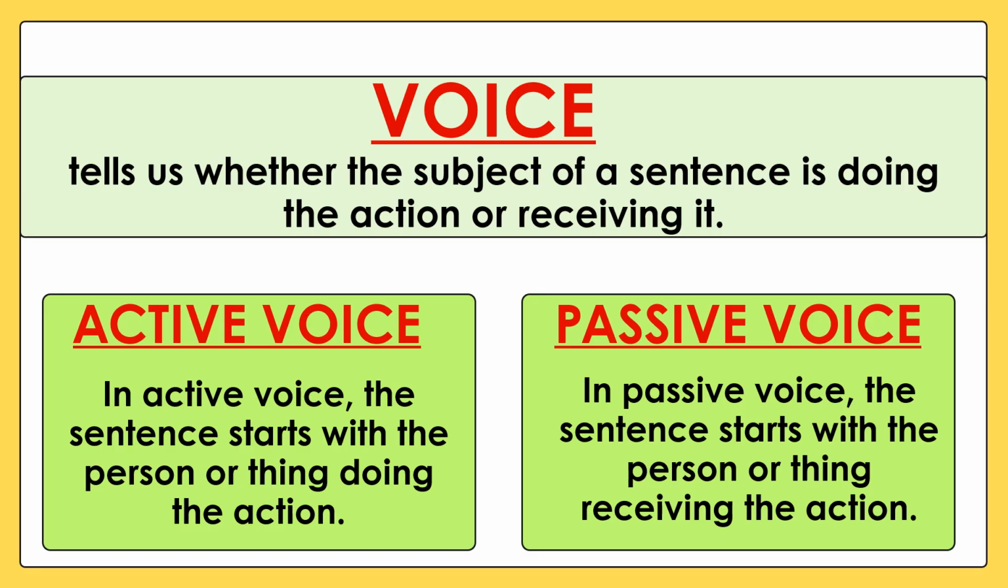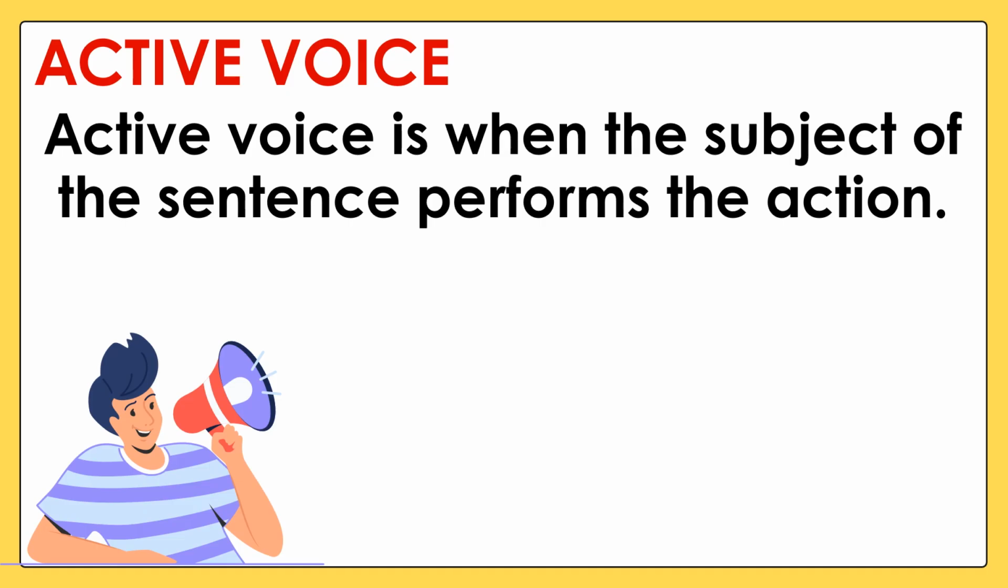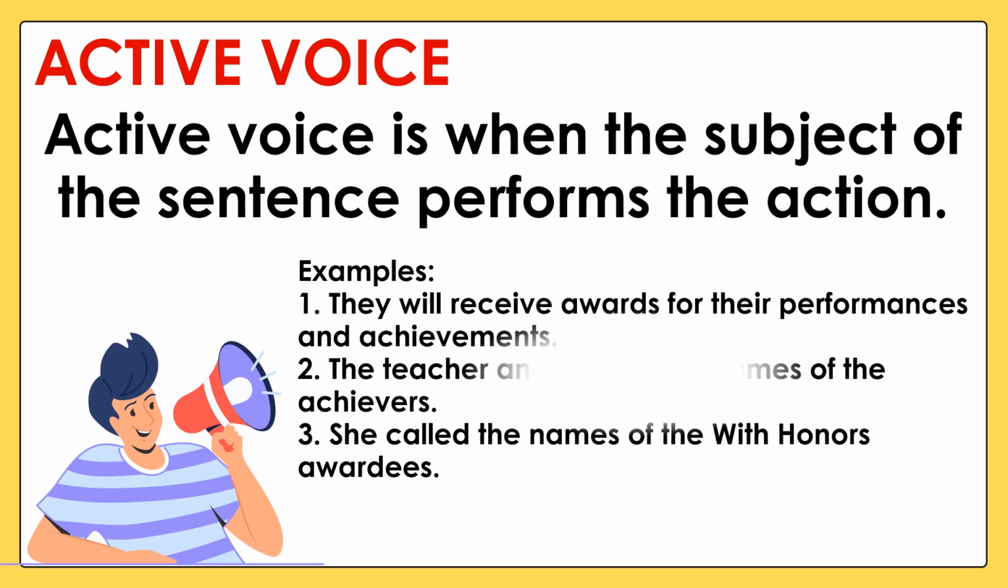For us to understand this better, let's have examples. Active voice. Active voice is when the subject of the sentence performs the action. Here are the examples. Number 1, they will receive awards for their performances and achievements. Number 2, the teacher announced the names of the achievers. Number 3, she called the names of the with honors awardees.